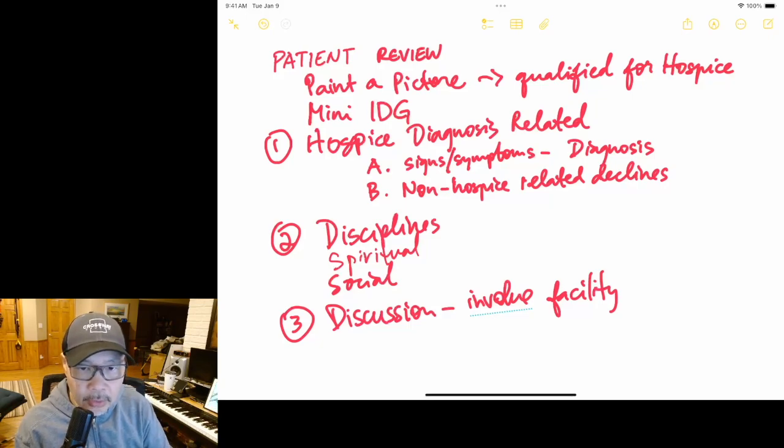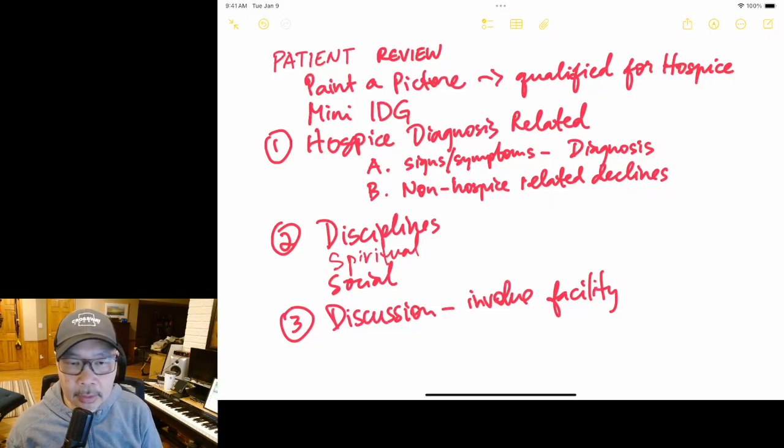And that discussion needs to be in conjunction with the facility. We can't be telling them, like, we're doing this and this and this for this patient, and then never involve them, because they're part of the process, right? So especially nursing and clinical is very prescriptive. Well, they need to take their morphine. They're not taking their morphine. But, who gives the morphine? We need to involve the facility.